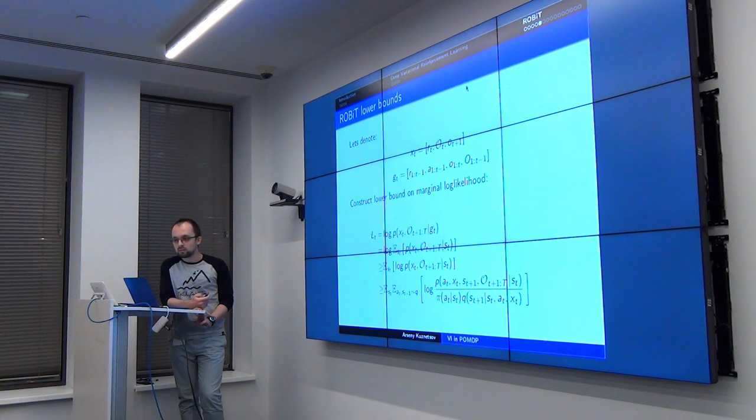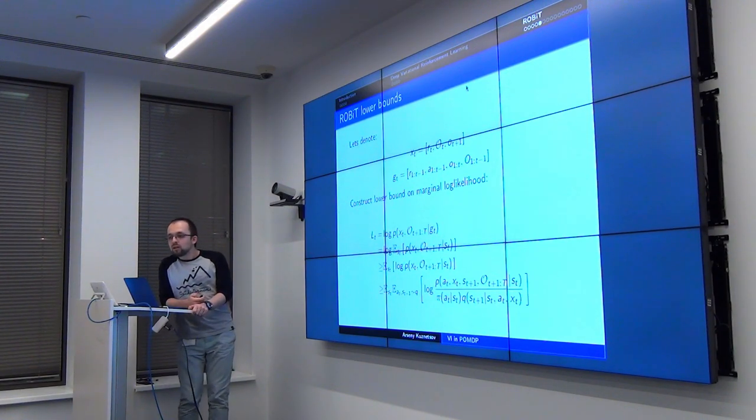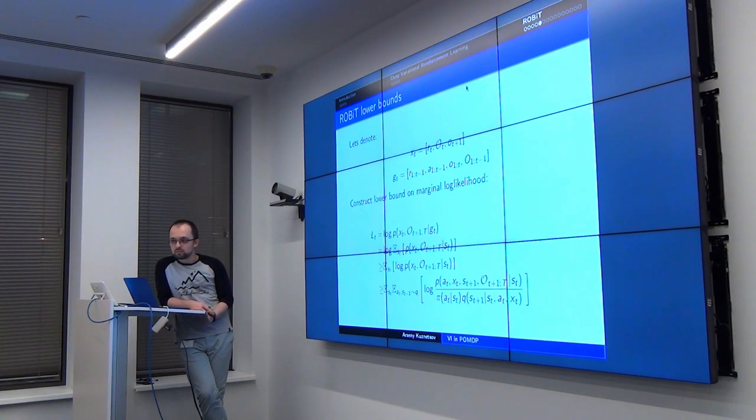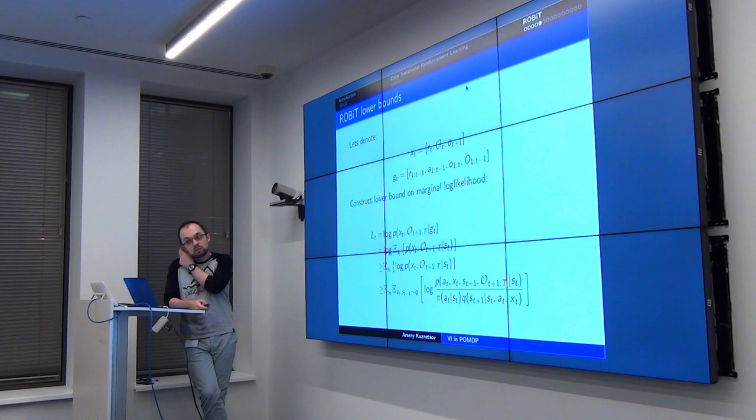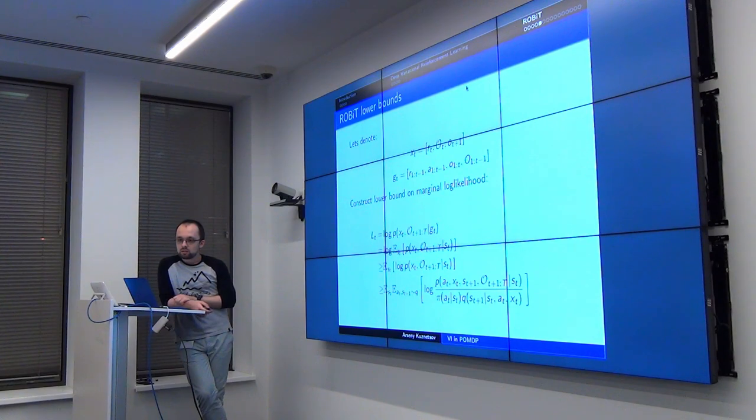What is the profit of doing this? Sometimes we cannot. If we substitute Q with pi, then we can compute the probability of the trajectory. I don't get it. We have Q and pi here, and pi is the variational posterior for actions and Q for states. No, so it's quite bad notation here. It seems that a_t and s_{t+1} will be generated from Q, although a_t was generated from pi and s_{t+1} was generated from Q.